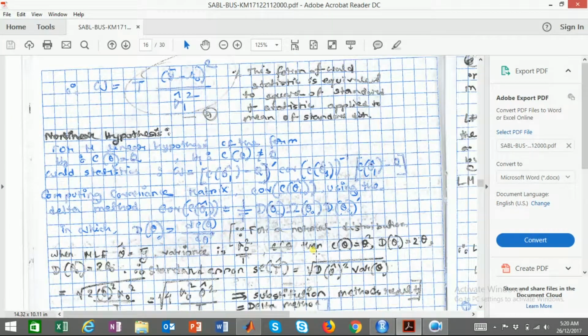The Wald statistic is hence t equals y minus sigma naught square divided by sigma 1 square. This form of Wald statistics is equivalent to the square of the standard t statistics applied to the mean of a normal distribution. So we are applying the standard t statistics on the mean and we are squaring the value, which gives us the Wald value.